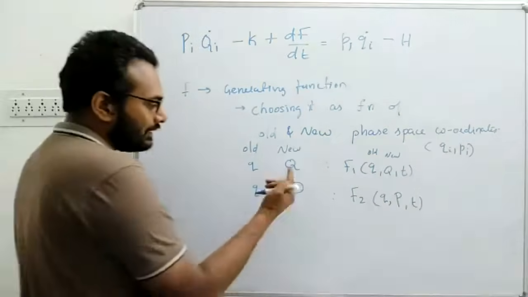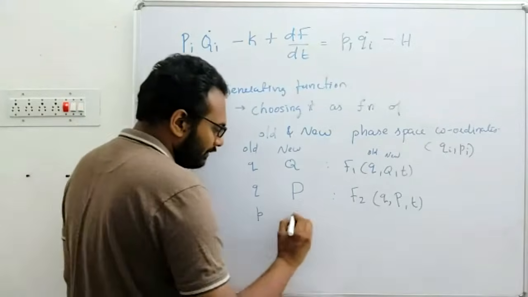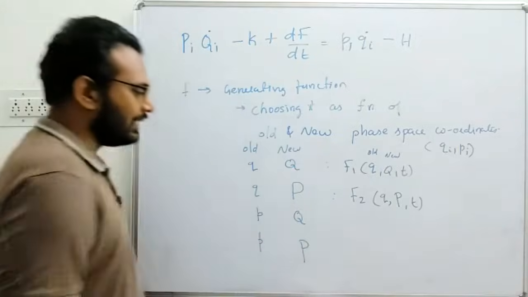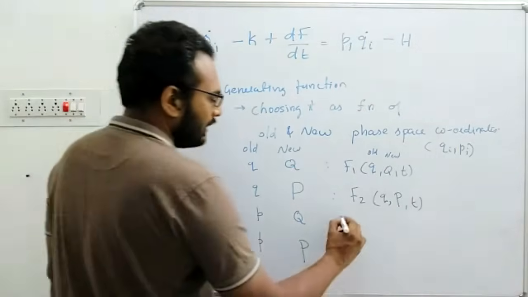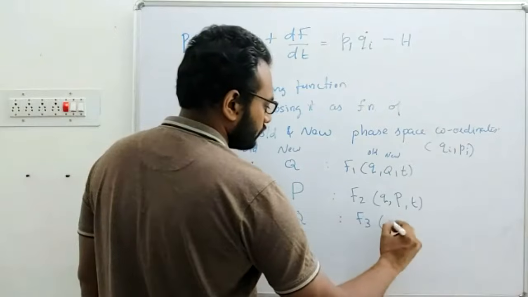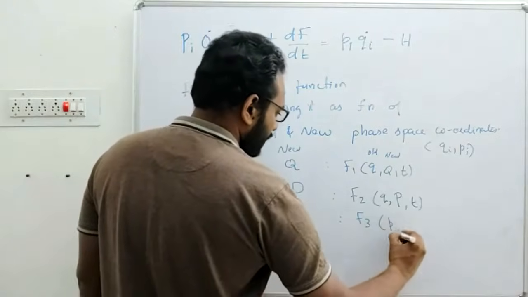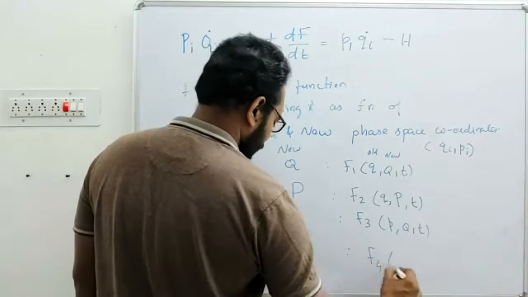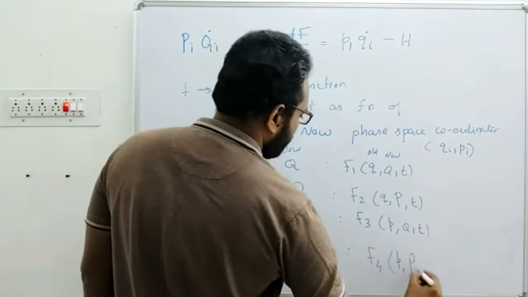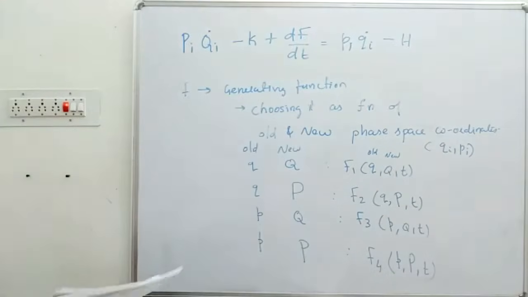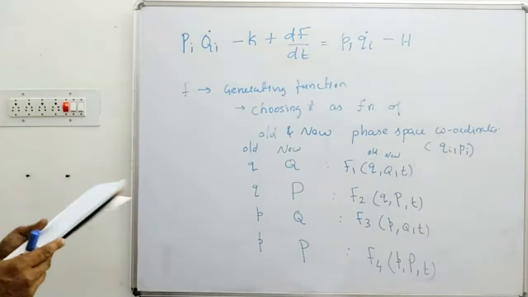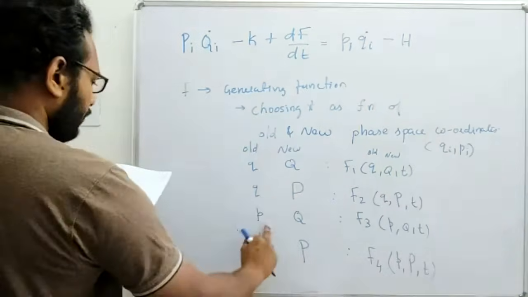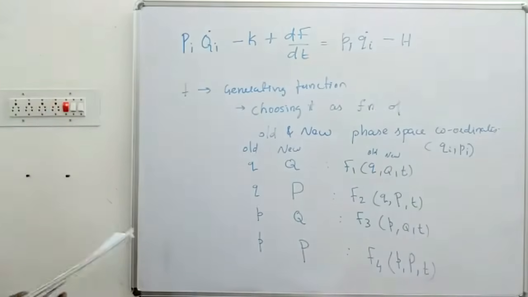Now, you can take small p and combine it with capital Q. You can take small p and combine it with capital P. These are the four possibilities. This we call F3 of p, Q, t. And here we have F4 of p, P, t. This much is clear, isn't it? That's how we defined it: q Q, q P, p Q, and p P. These are the four things.